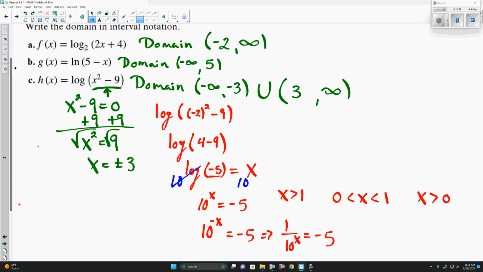And if we look back at the other ones, here, 5 minus 5 is 0. Anything bigger than 5 would cause this to be negative. Here at negative 2, negative 2 times 2 is negative 4. Negative 4 plus 4 is 0. So again, we have 0 in negatives.